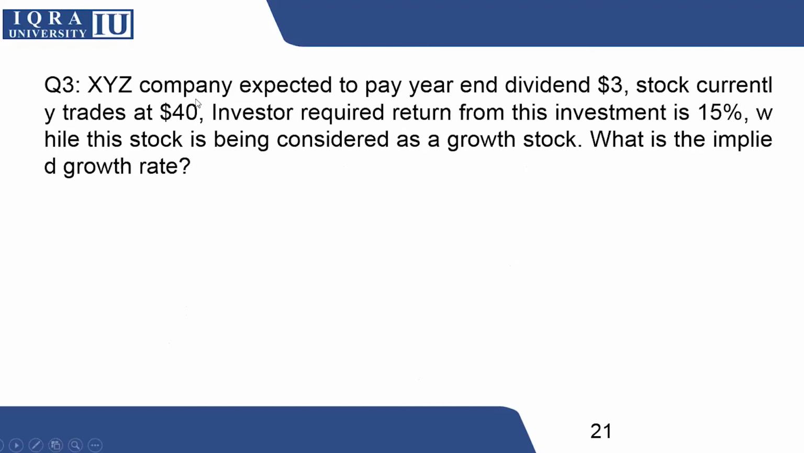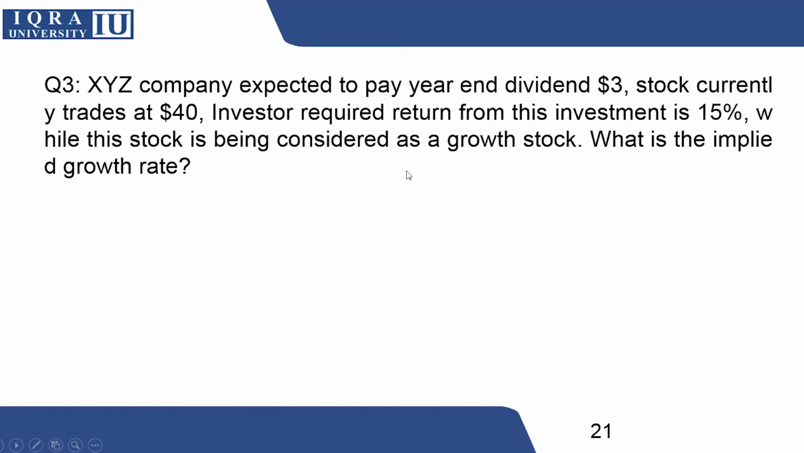Now look at this question. The company is expected to pay a year-end dividend of 3. Since this is a year-end dividend, I'm reminding you that the nomenclature is very important. Once the dividend is currently given, we take it as D naught. When the dividend at the end of the year is given, we take it as D1. Stock currently trading at 40. This is the price at which it is currently selling, and the investor required return is given in the question as 15%.